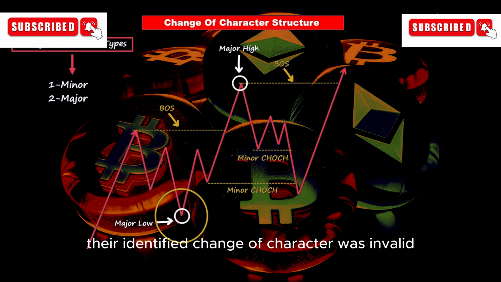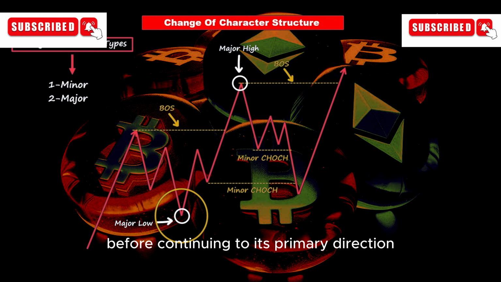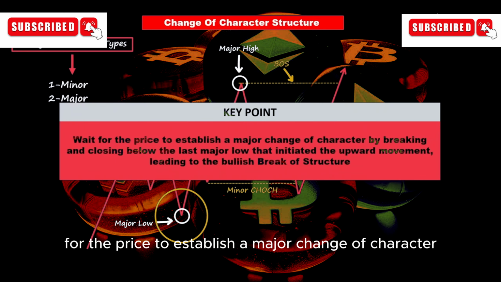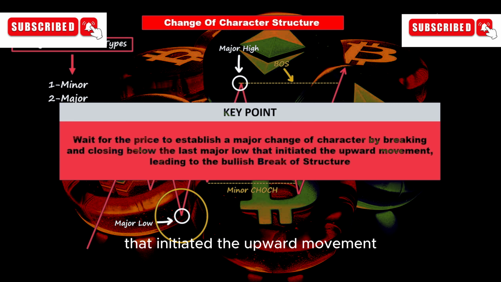Their identified change of character was invalid, and the price was only in its retracement phase before continuing in its primary direction. To obtain a valid market structure shift signal, one should patiently wait for the price to establish a major change of character by breaking and closing below the last major low that initiated the upward movement, leading to the bullish break of structure.